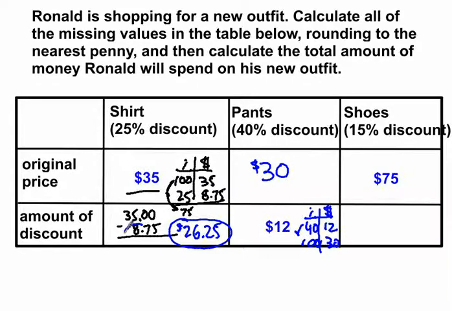I'm sorry, the amount of discount here is $8.75. So he's paying $26.25. I didn't notice this just said discount though, not sale price. The shoes are 15% discount. Well, this is pretty simple.